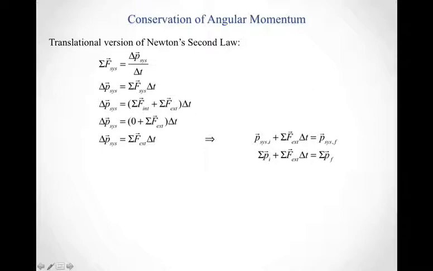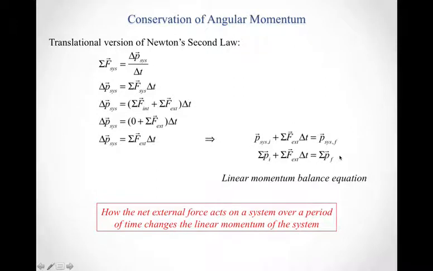Well, this equation should look familiar because its form is very similar to our conservation of energy or energy balance equation. You can think of this as our linear momentum balance equation, because fundamentally what it's telling you is that the total initial linear momentum of your system plus how you change that momentum by letting some net external force act on your system over some chunk of time is equal to the total final linear momentum of your system. So this equation tells you how the net external force acts on your system over a period of time to change your system's linear momentum.